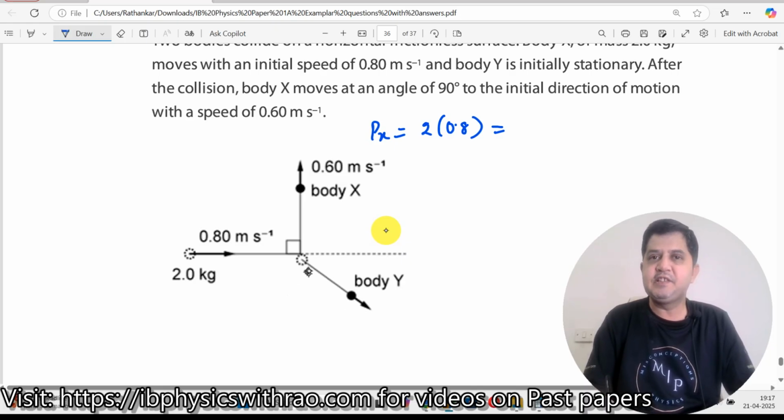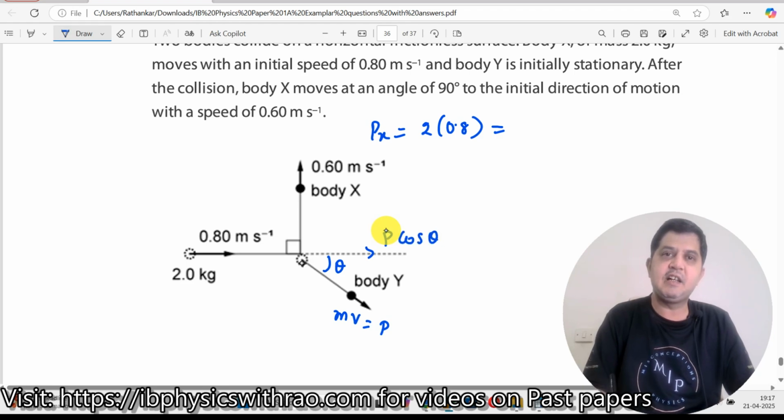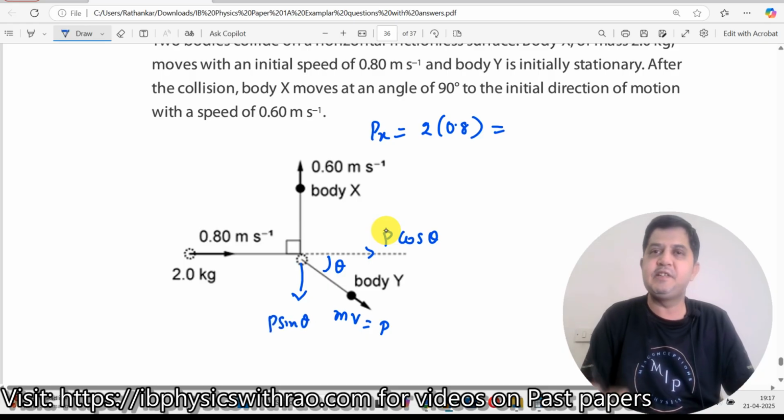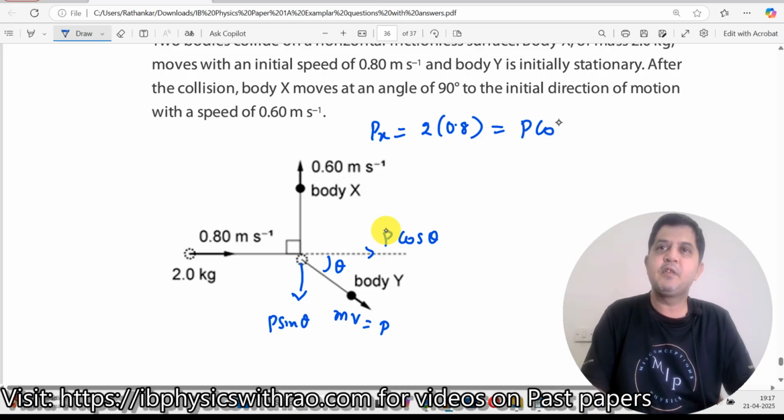If this is now moving like this, and I do not know the mass of this object, let me keep the momentum over here as p. If this makes an angle theta with respect to the x-axis, I can resolve this into 2 parts. Along this direction, I can write p cos theta, and along the downward direction, p sin theta. Now it becomes easy for me. I can just equate: 2 into 0.8 is equal to p cos theta, and once again 2 into 0.6 is equal to p sin theta.